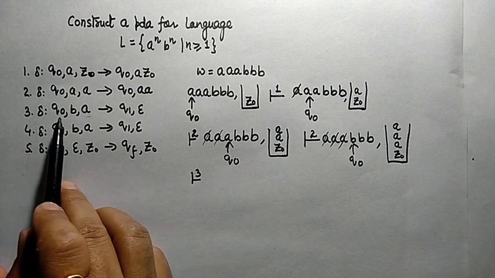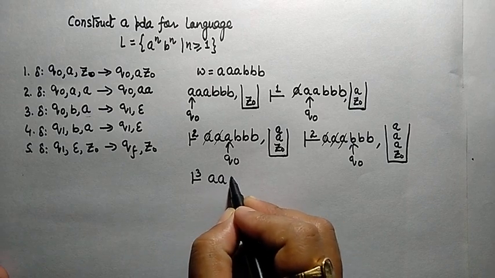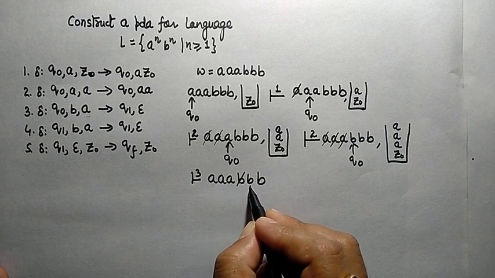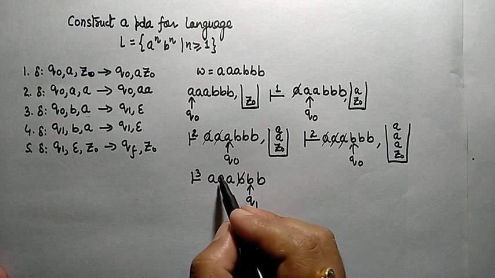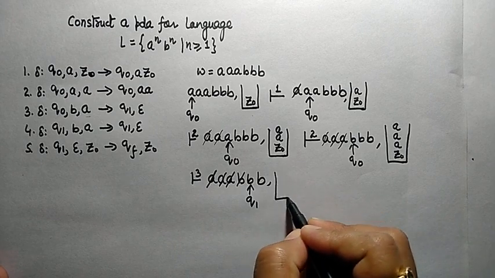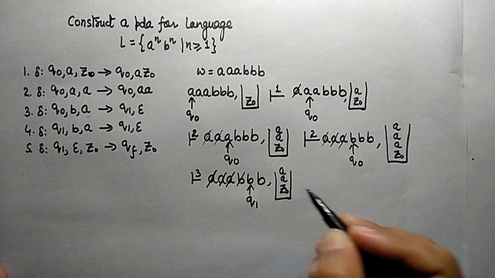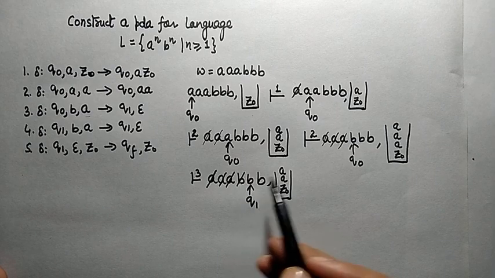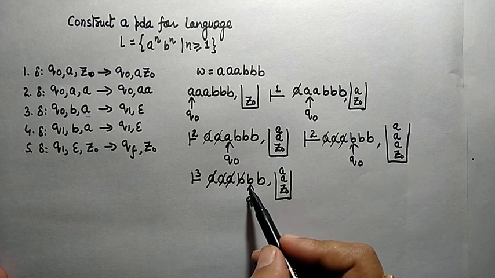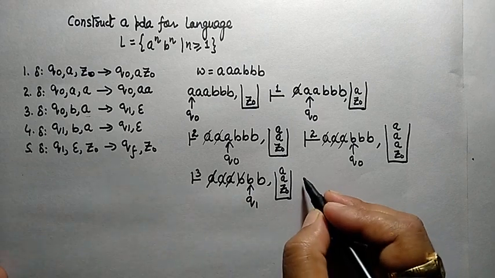And the state of the machine will now be Q1. So after the first B, we will be here. The state will be Q1. This has all been read. And now the stack will have only 2 A's. You see we just removed 1 A with 1 B. Now this will come Q0 B A. Rule number 4 will be applied.